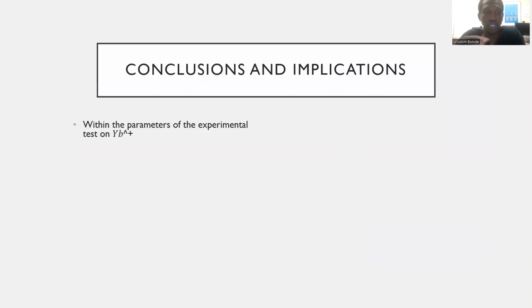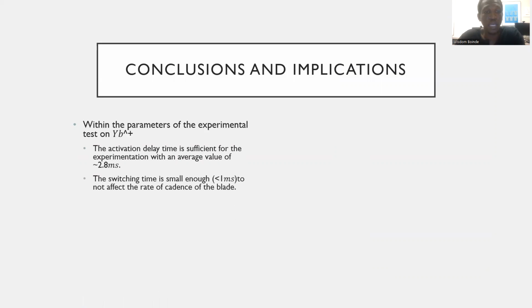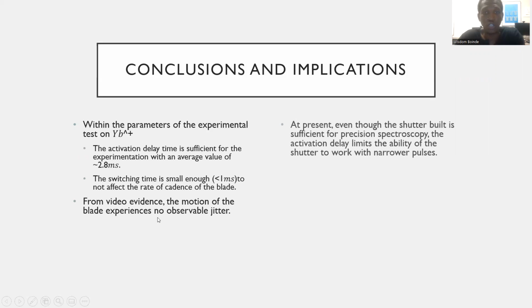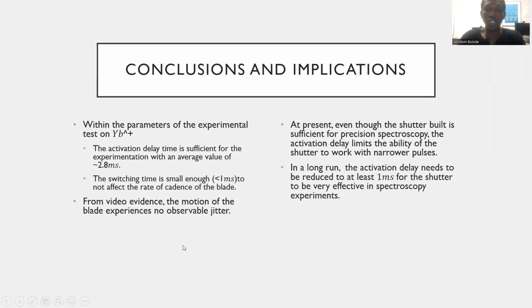Based on the findings within the parameters of the experimental test on ytterbium, the activation delay time of 2.8 milliseconds was sufficient, which is good enough for precision spectroscopy. The switching time was well below 1 millisecond, which is way better than what we expected. And from video evidence, the motion of the blade experienced no observable jitter. All in all, this is good, but the activation delay limits the ability of a shutter to work with narrower pulses. In the long run, we will need to find a way to reduce the activation delay below 1 millisecond.